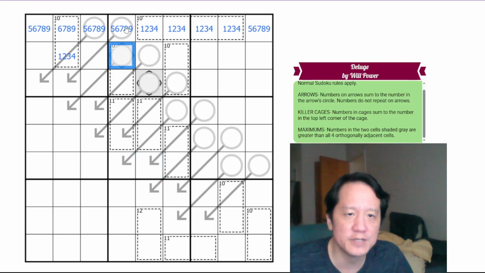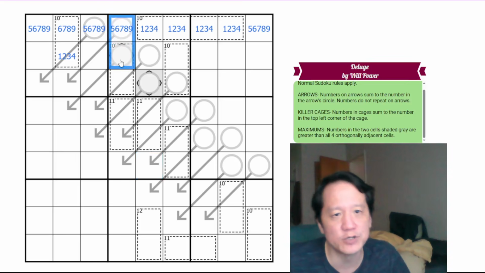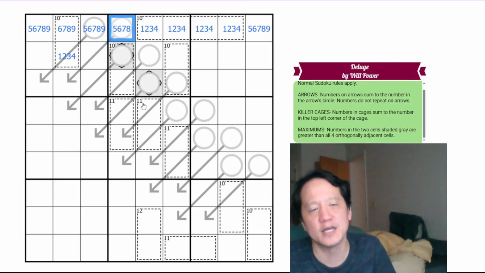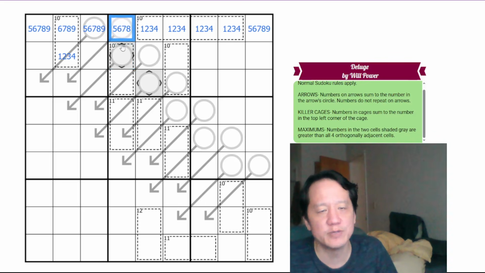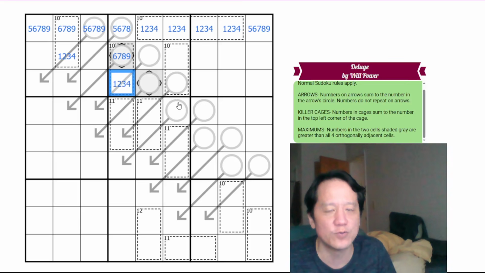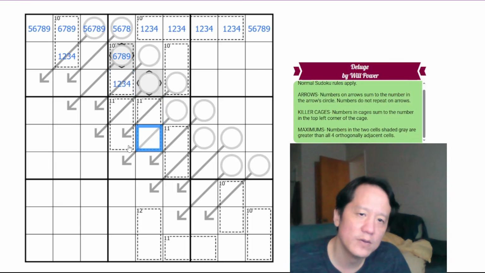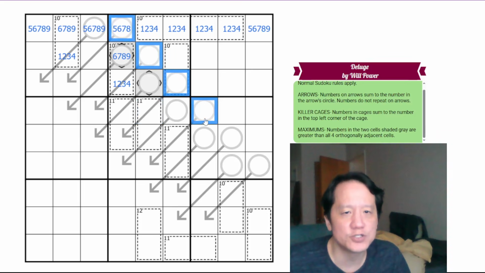This digit is greater than this because they share an edge, and this is a maximum, so this cannot be 9. So this has to be greater than 5 through 8, so this is 6 through 9 here, and these add up to 10, so this must be 1 through 4 there. So any digit in a circle must at least be 3.